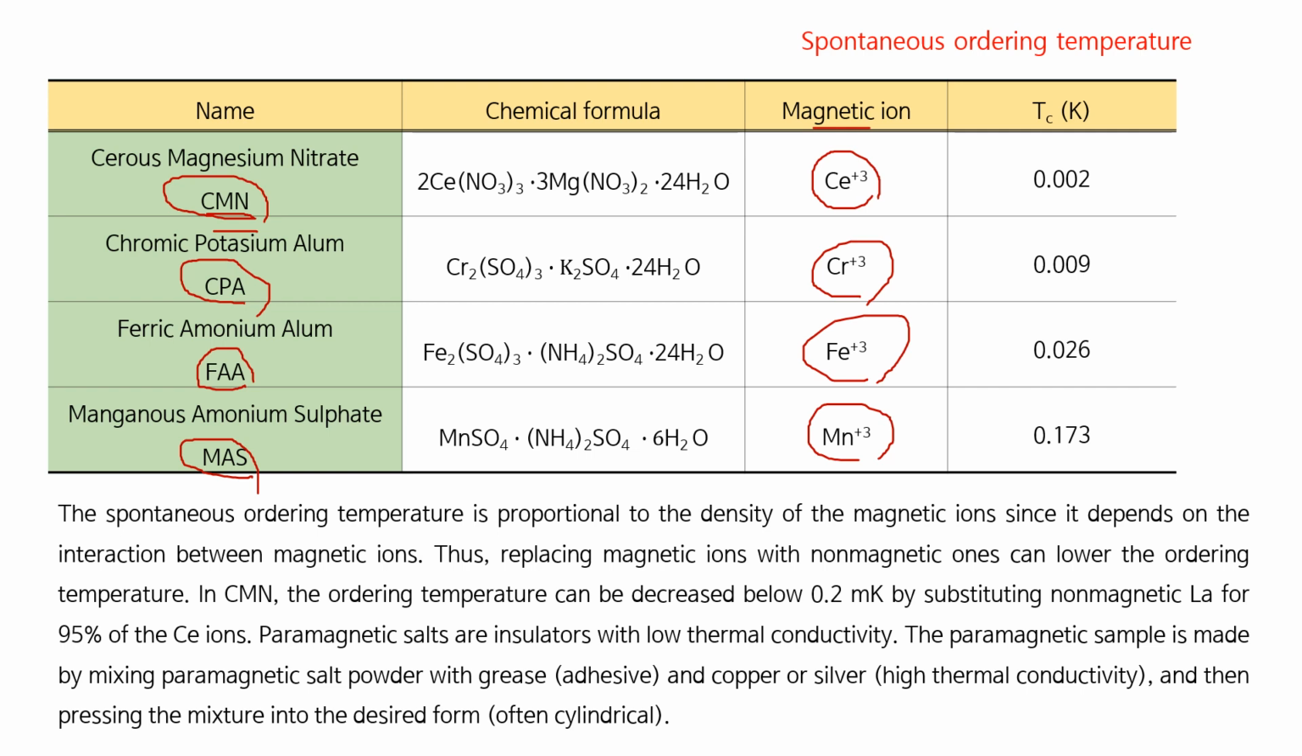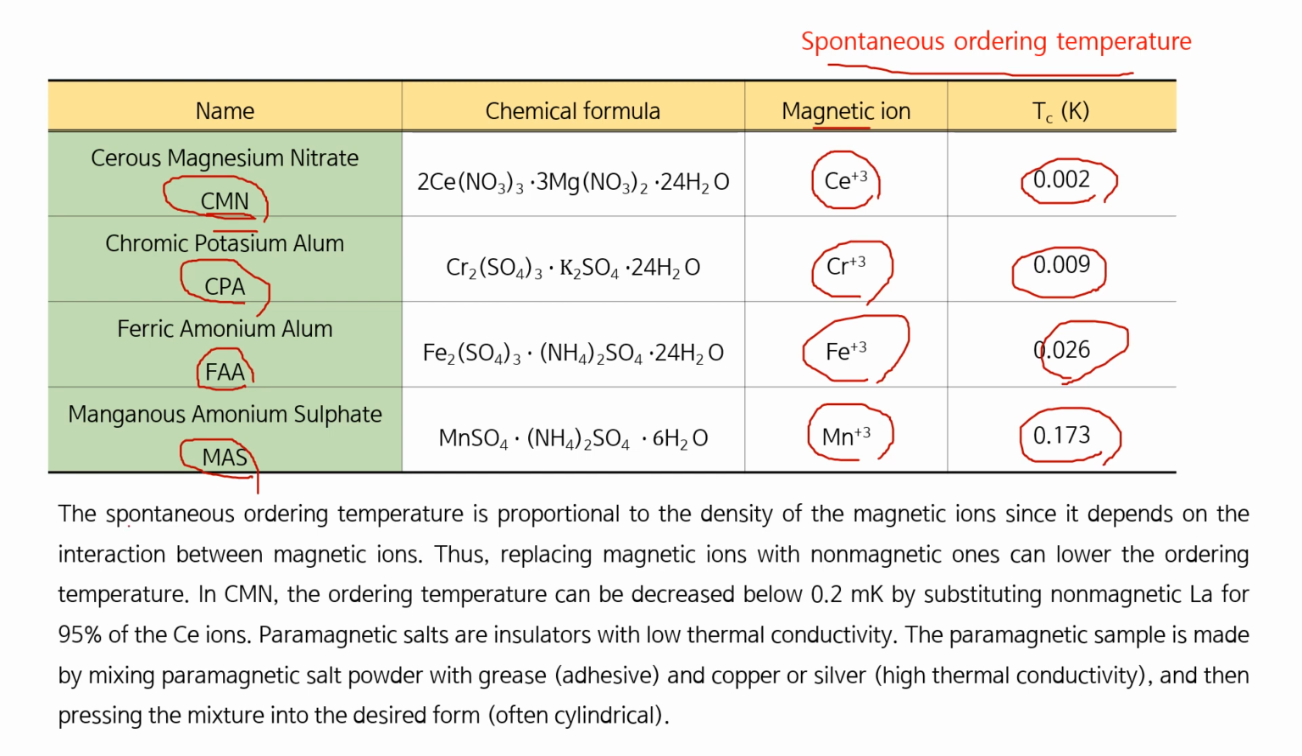And the spontaneous ordering temperature for CMN is 2 millikelvin, CPA 9 millikelvin, FAA 26 millikelvin, and MAS 153 millikelvin. Okay.